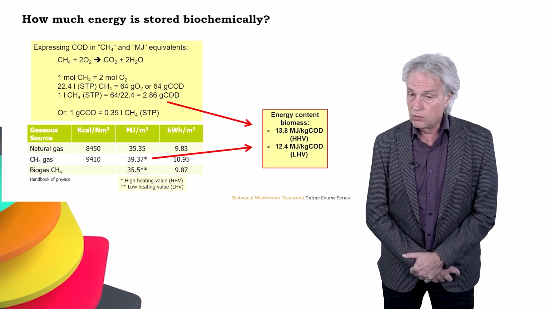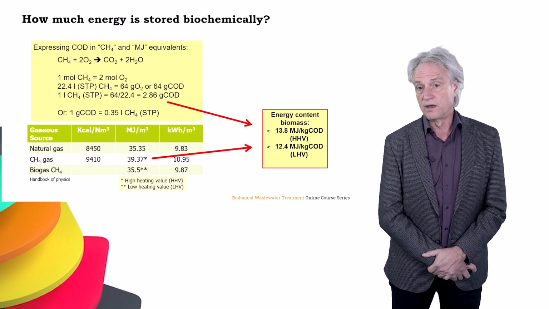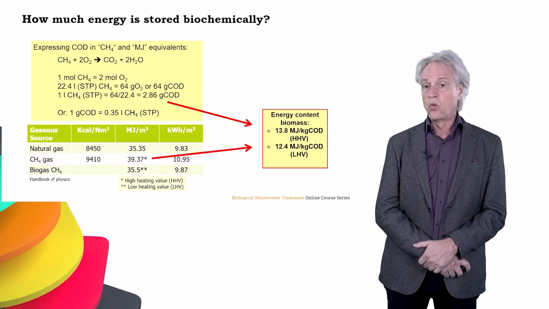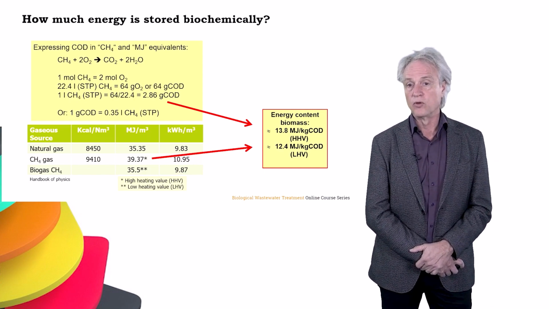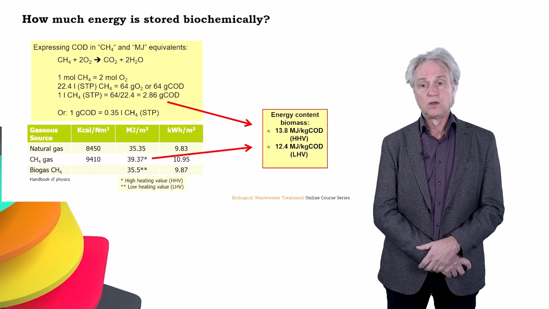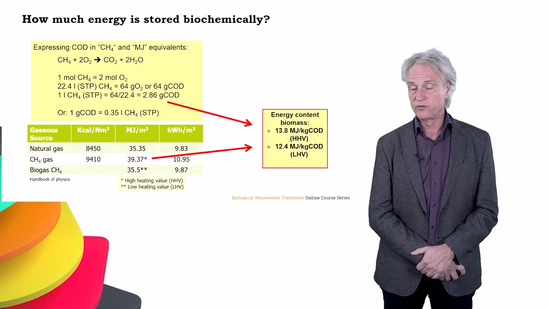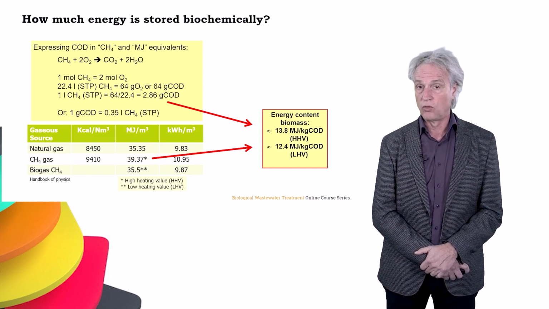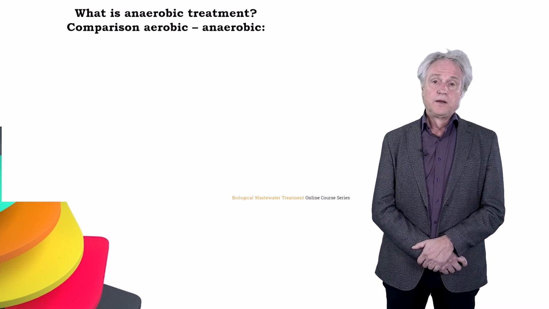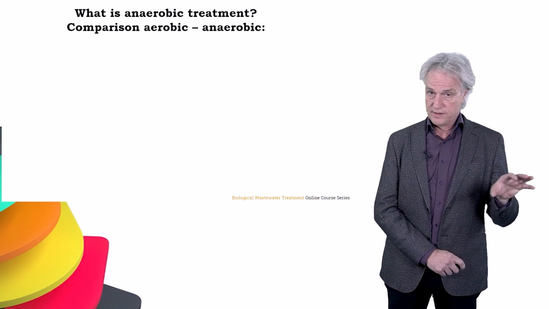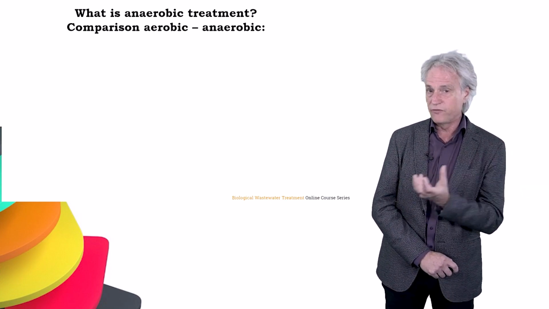Now if you combine the COD with the energy content, then we can calculate that based on a higher heating value, 1 kilogram of COD is equivalent to 30.8 megajoule. Or in terms of low heating value, 1 kilogram of COD is equivalent to 12.4 megajoule. Now let's further compare aerobic and anaerobic treatment to get a clue what the big difference between these two is.